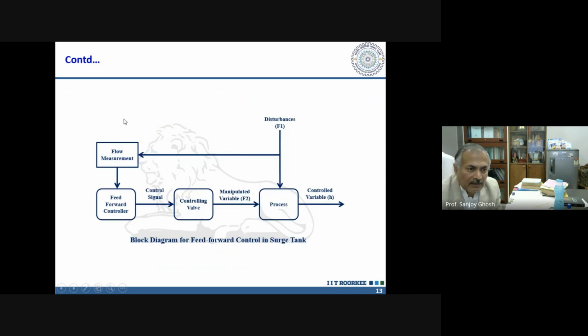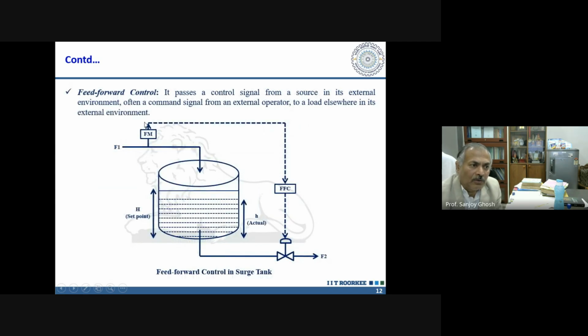Now look at here. This is the block diagram. The disturbance is now F1. So F1 is the disturbance, because F1 is not controlled here. Previously F1 was being controlled. Now F1 is not controlled, so this is a disturbance. F2 is controlled, so this is your manipulated variable.